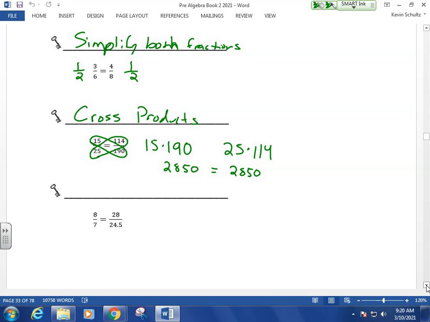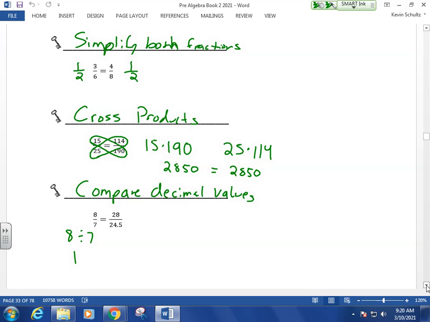The last method is to compare the decimal values. And actually, of all of these that I can't do mentally with scale factor or simplifying, I like this one the best. Because all I do is take out my calculator and say, all right, calculator, tell me what 8 divided by 7 is. Because remember, a fraction is just division. So is a rate.